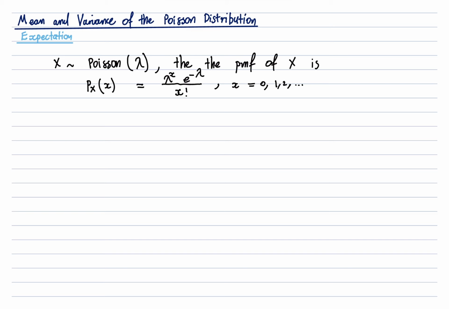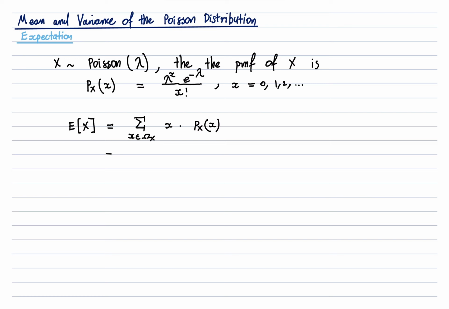To derive the expected value of X, of course, it is a discrete random variable, we're going to use the definition of expectation for a discrete random variable, and that is given by the expected value of X is the sum across all x in the sample space of X of x multiplied by the probability mass function.